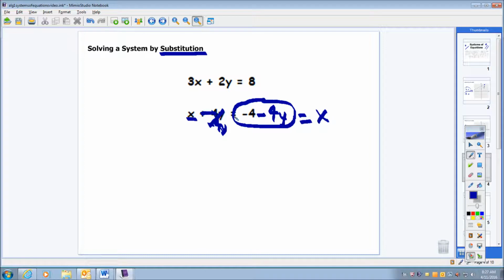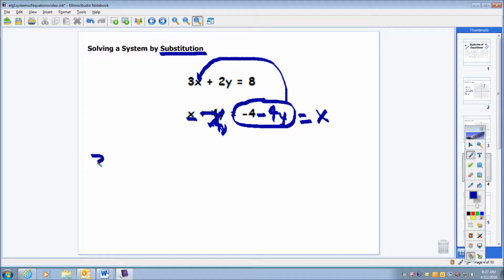What I just did was solve this for x. Now, why did I do that? Well, notice there's a y here. If I take this football and put it in for this x, I will get rid of all of my x's. Because remember, there's a y here and there's a y here. That's the idea. You want to get rid of a variable.